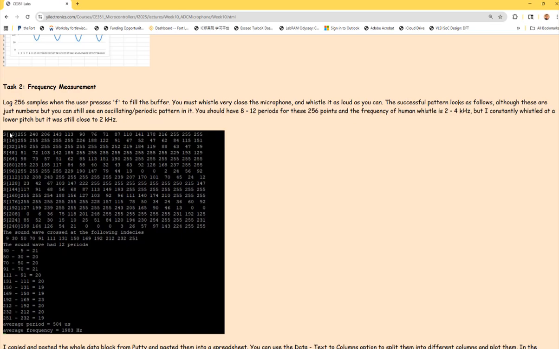Do you all have a copy of it? Anyone doesn't have a copy? I still have a copy here.